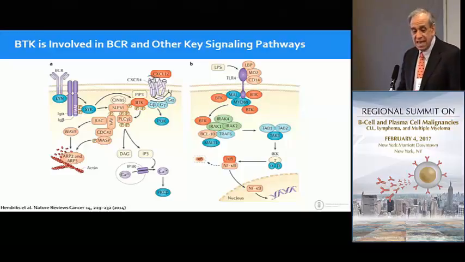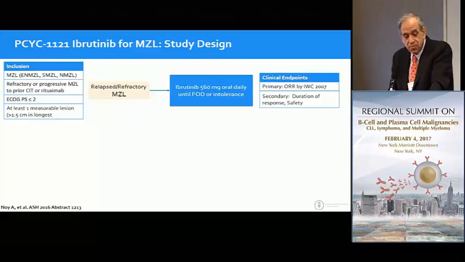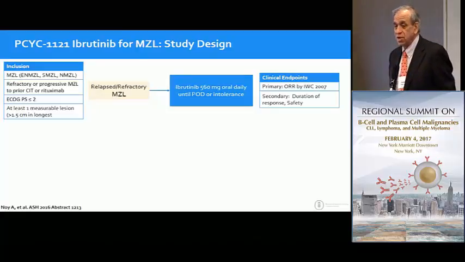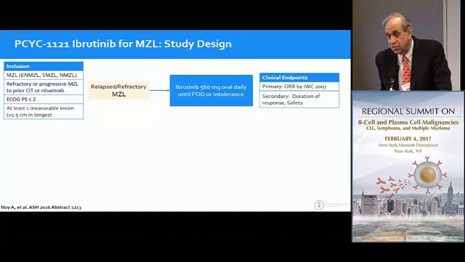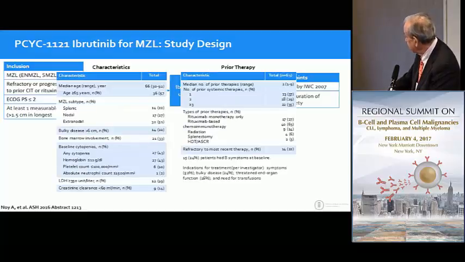What about BTK inhibition? We've already heard a lot about BTK inhibition in CLL. And at ASH, we saw the presentation of ibrutinib for marginal zone lymphoma. This was all types of marginal zone lymphoma, splenic, nodal, and extranodal. They had to have relapsed refractory disease. Patients were treated with the mantle cell dose of 560 milligrams oral daily, and overall response was the primary endpoint. Here are the patient characteristics.